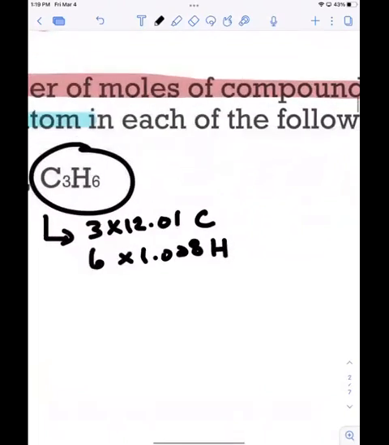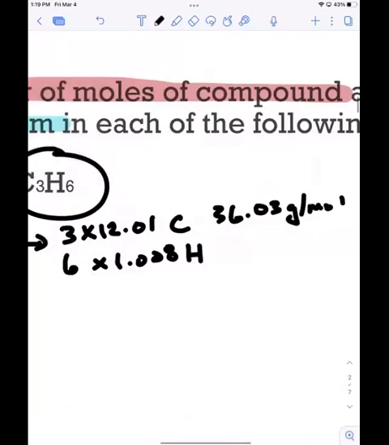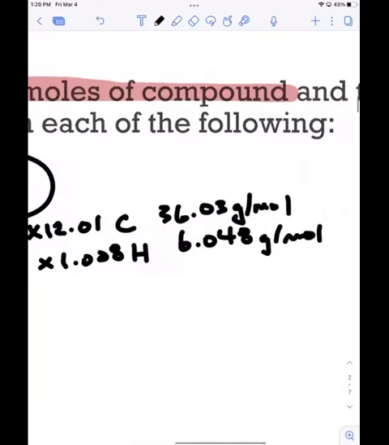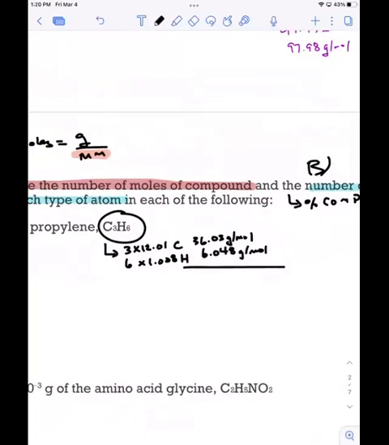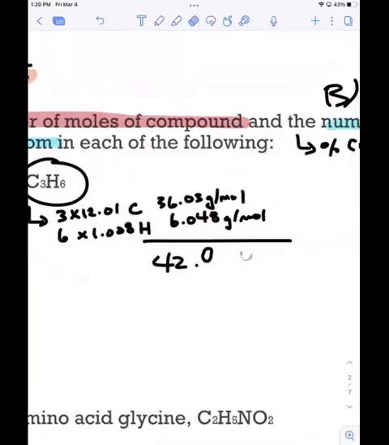All right. So let's get this. This will be 36.03 grams per mole. We're gonna save these numbers because we can use them later for the percent composition. And this is 6.048. So 6.048 for a total of what? 42.078 grams per mole. All right, so that's my molar mass.